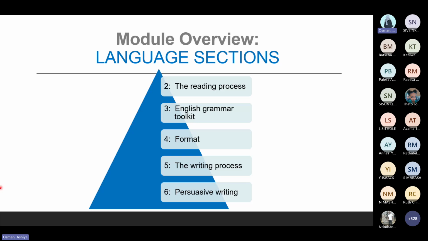The English grammar toolkit, that's also really, really important. You might think it's not necessary, and you are speaking and writing English, but are you writing effectively? Are you reading effectively? And this is what we are teaching you. Then we move on to formatting. You'll see formatting, you must use it in conjunction with your online learning resource as well.